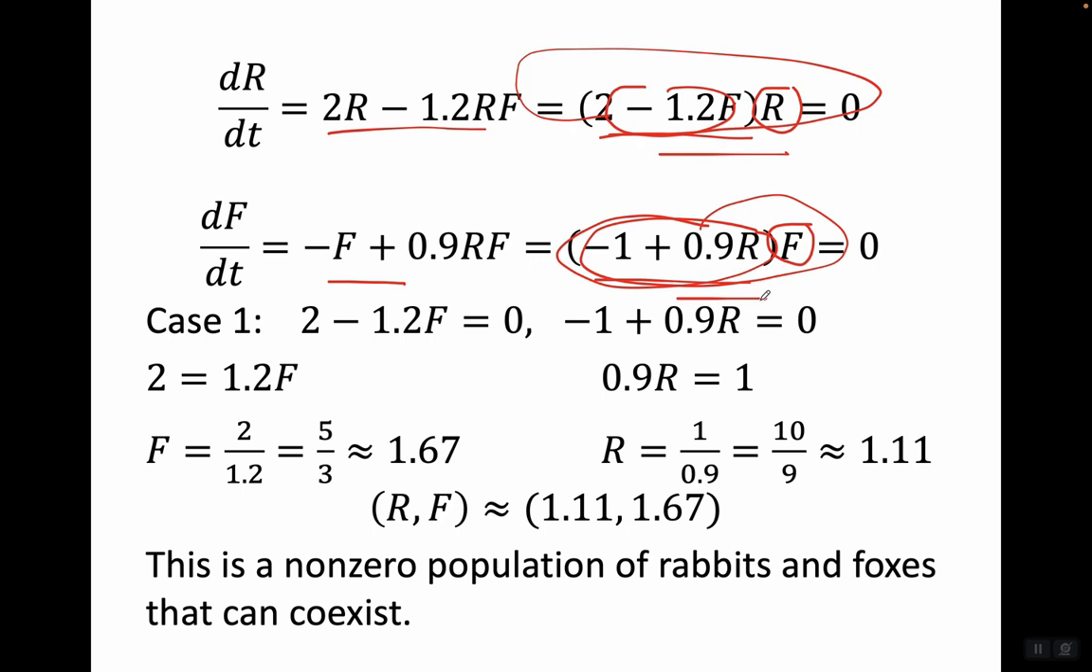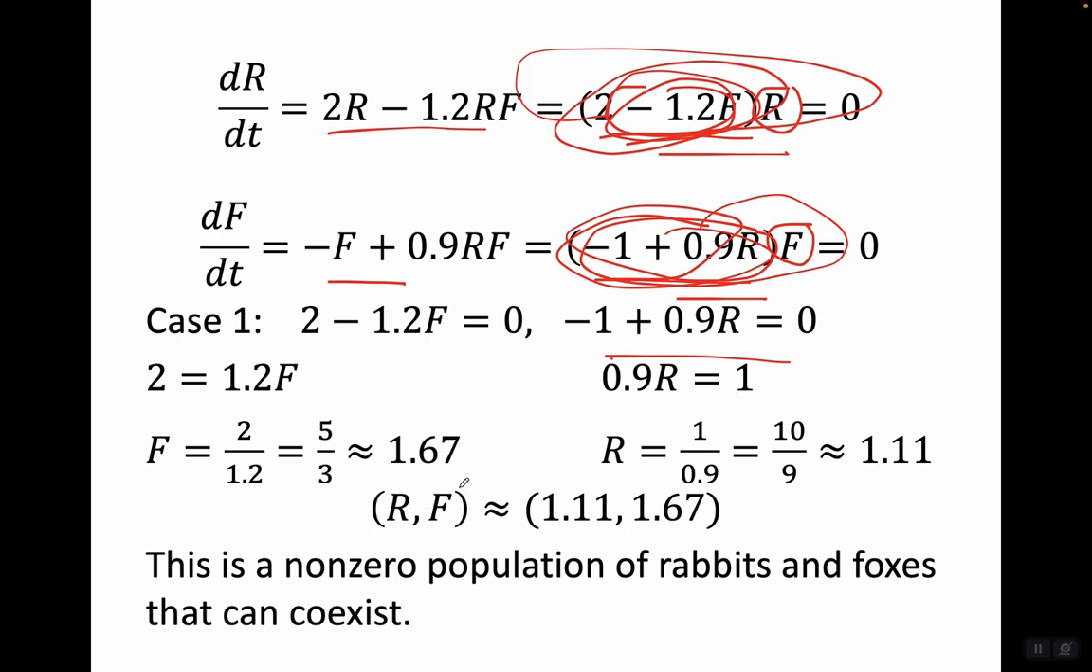So the first case is 2 minus 1.2f equals 0. So this first factor is 0. And this first factor is 0. So negative 1 plus 0.9r equals 0. Okay, 2 minus 1.2f equals 0. That means 2 equals 1.2f. F is 2 divided by 1.2, which is 5/3, or about 1.67. If we work with the second equation, negative 1 plus 0.9r equals 0. 0.9r equals 1. R equals 1 divided by 0.9, which is 10/9, or 1.11.